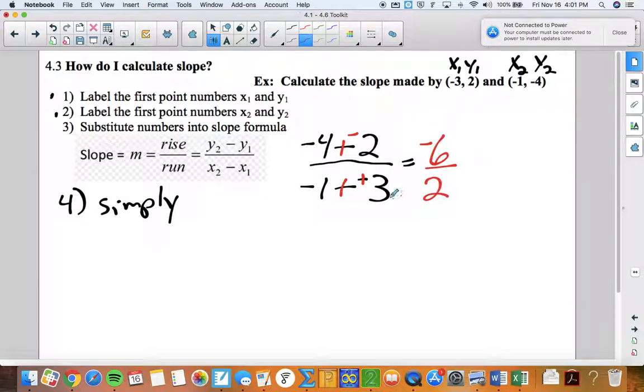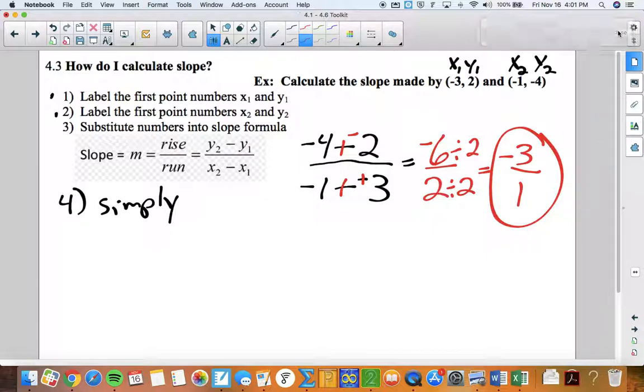Now, negative 6 over 2, I can divide both numbers by 2. And so that's the same as negative 3 over 1. Always try to simplify that fraction that you make, if you can. Sometimes you can, sometimes you can't. Cool. That is our Chapter 4 toolkit.